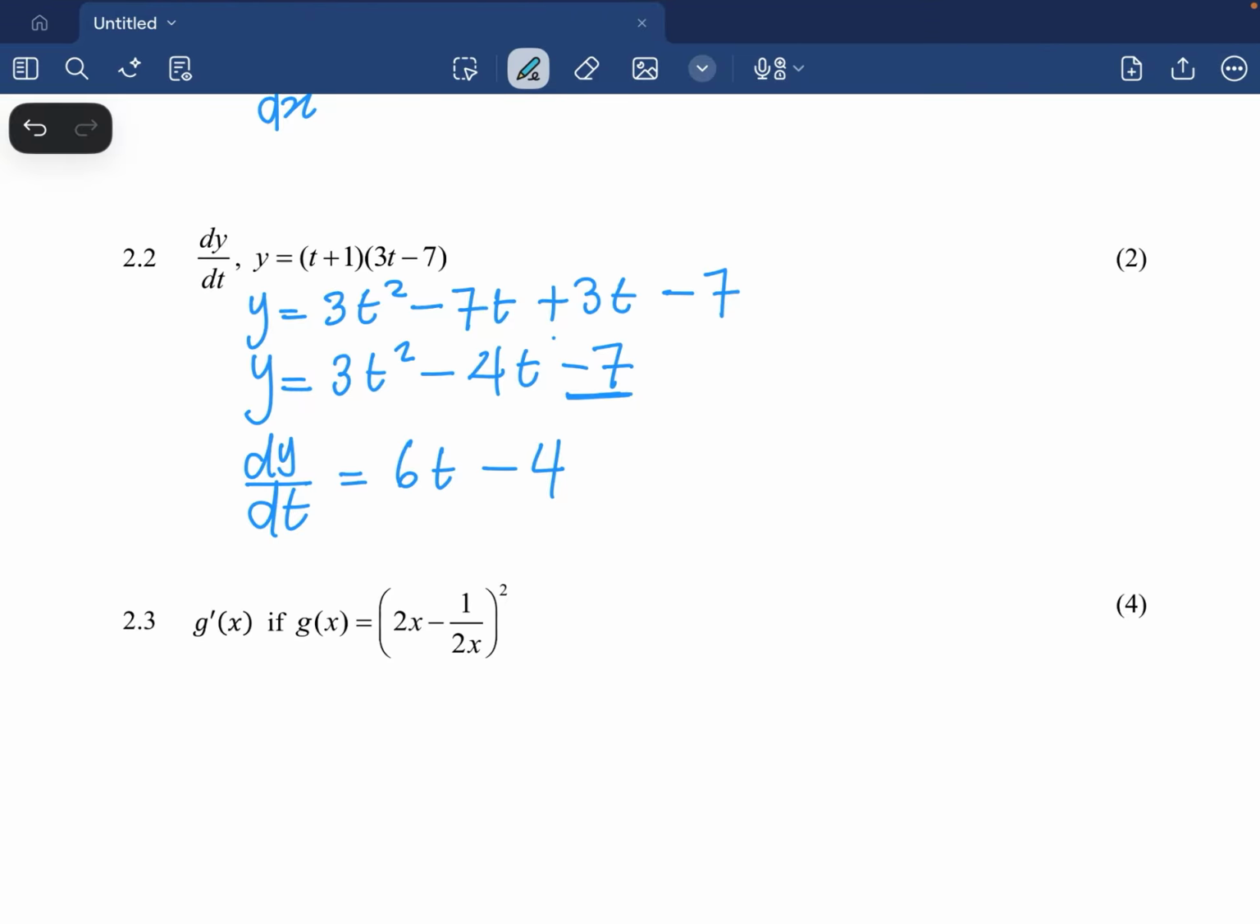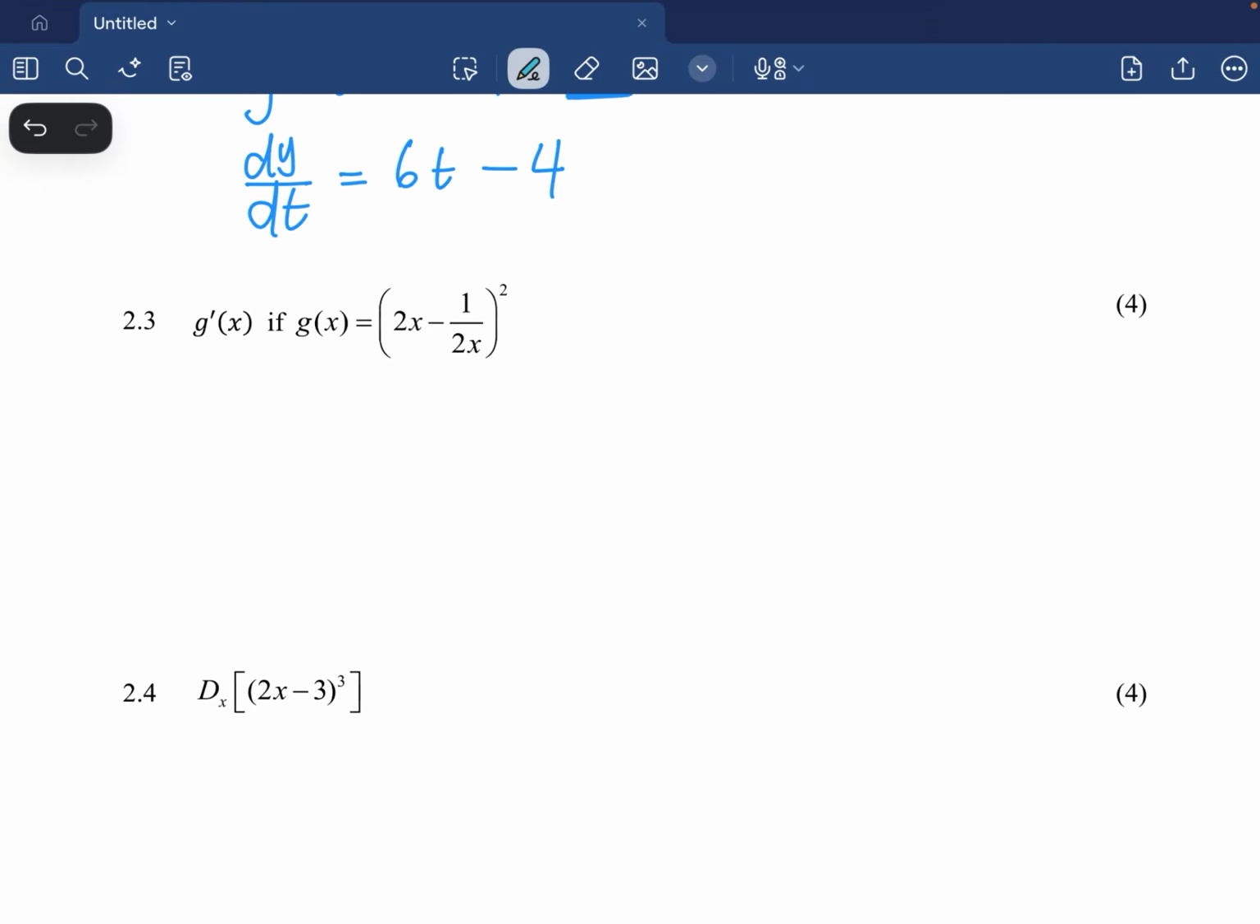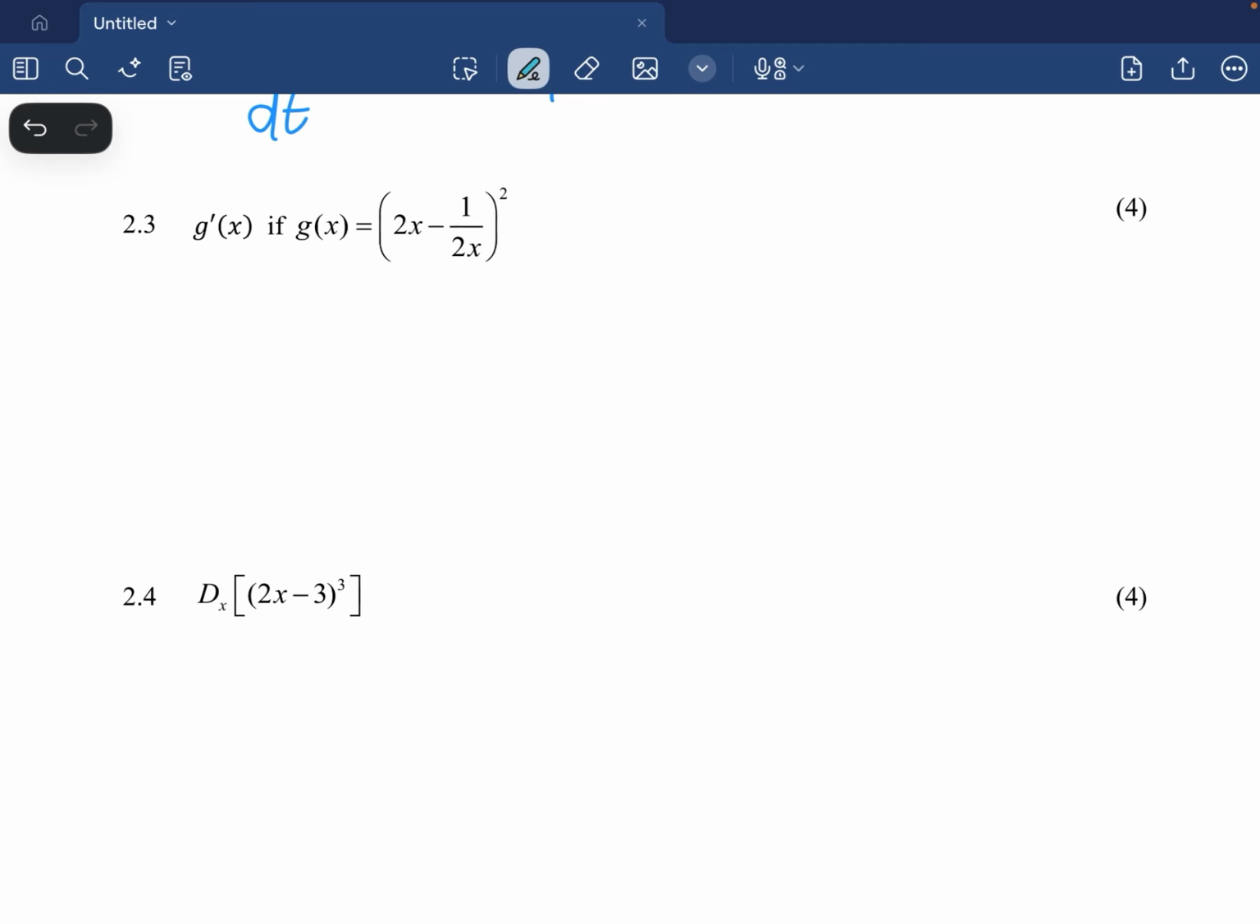Right, so now moving on to 2.3. Now with 2.3, we have to find g prime of x, if g of x is equal to (2x minus 1 over 2x) all squared. Right, so now when you're looking at this here, it is clear that our expression here is not simplified. And if it's not simplified, it means that the very first thing that we are going to do here is to further simplify this expression here.